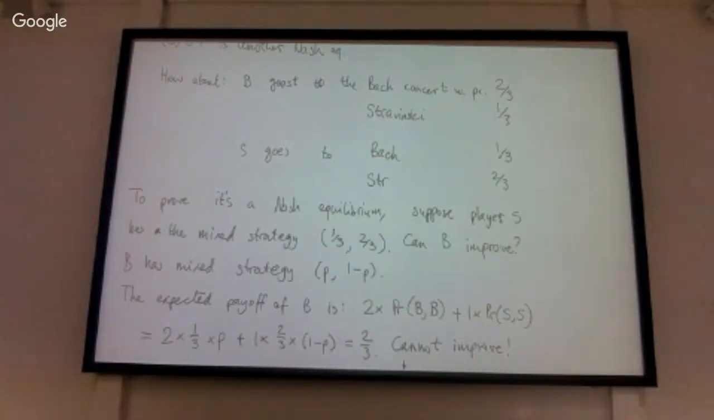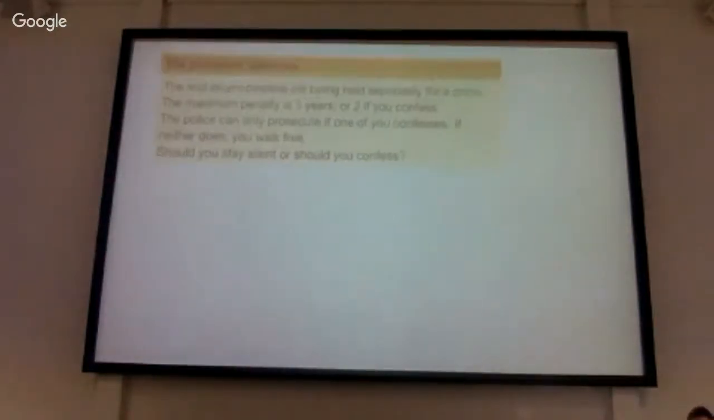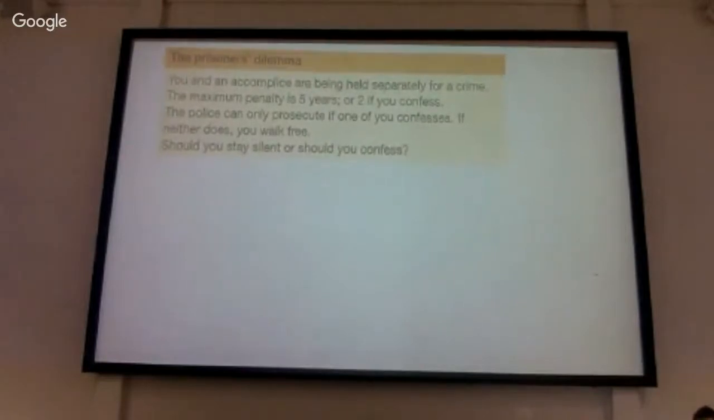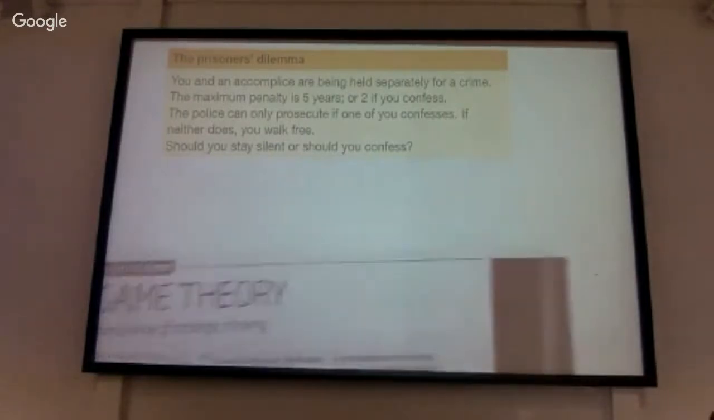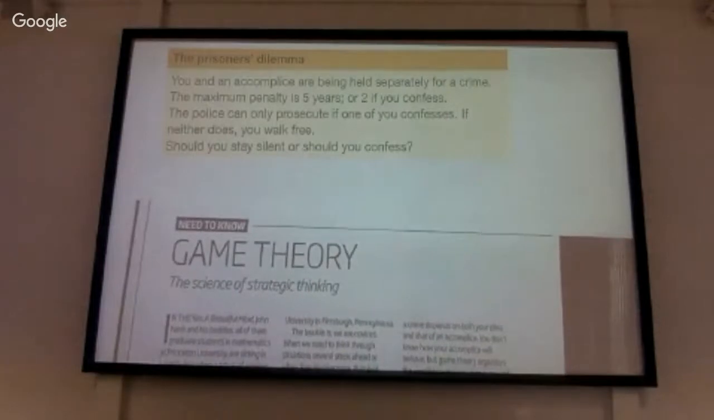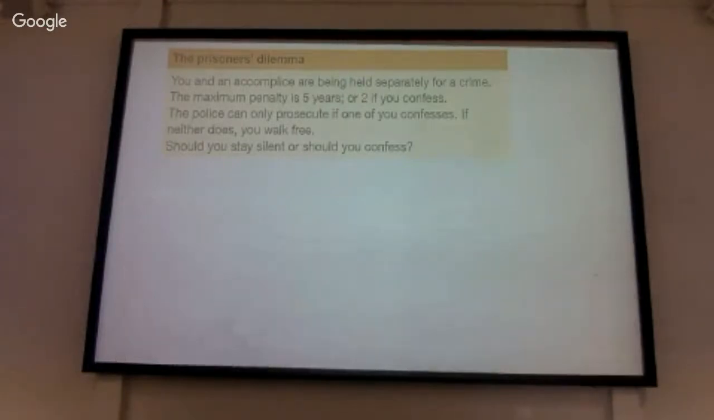Shall we move on? I think the last new thing is this: in your handout, we have this article from the New Scientist, from just over 2 years ago. And that's the classical example of a non-zero-sum, two-player game.